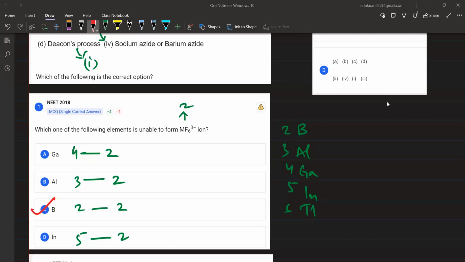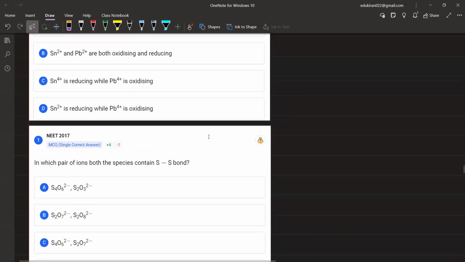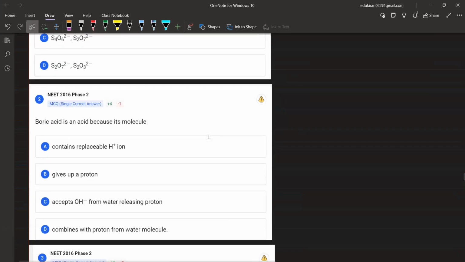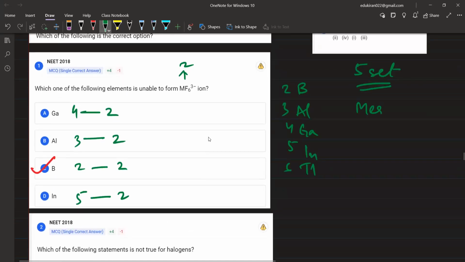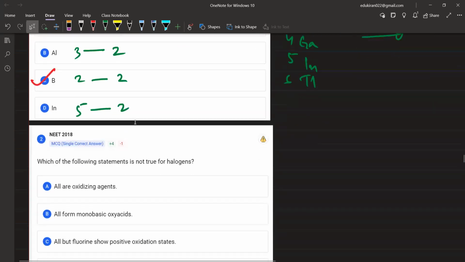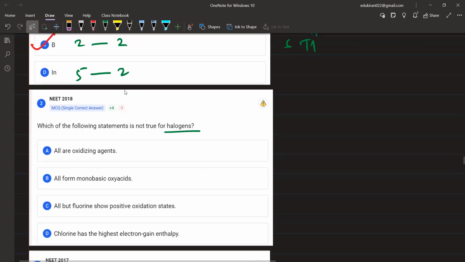There are a few more questions, but we have done 2018 और बीच में आपको ऑलमोस्ट 5 सेट हम लोगों ने कर लिया है, ठीक है। अब उसके पुराने में जाइएगा तो there will be things which are not very much going to be repeated, ठीक है। So if you want I can give you this paper also, just please message me on WhatsApp, and then you can do 2018 के बाद वाले, ठीक है। Which of the following statement is not true for halogens?